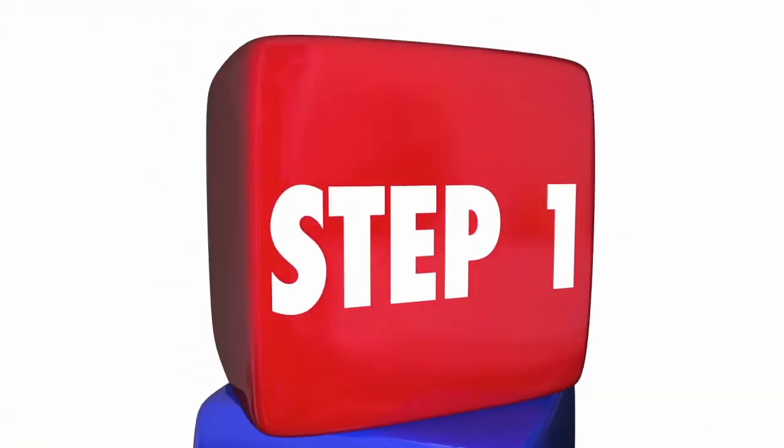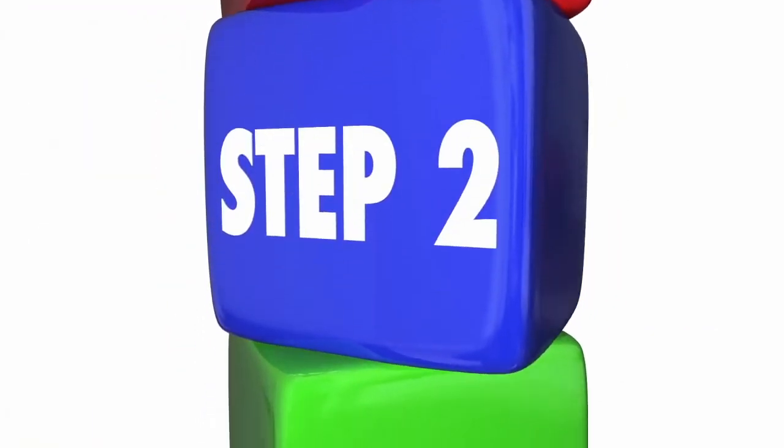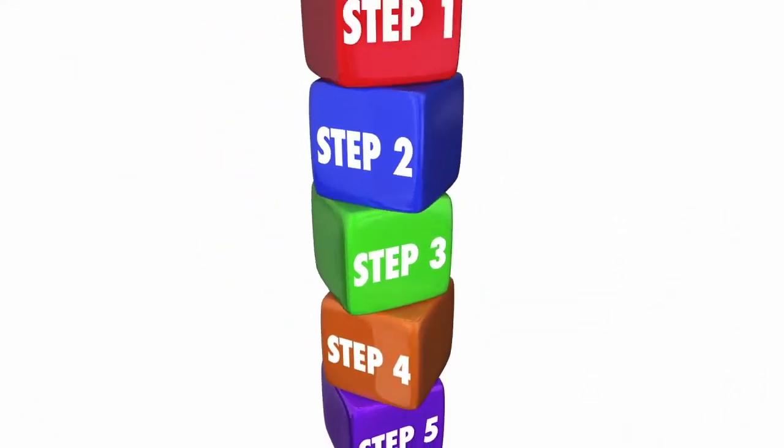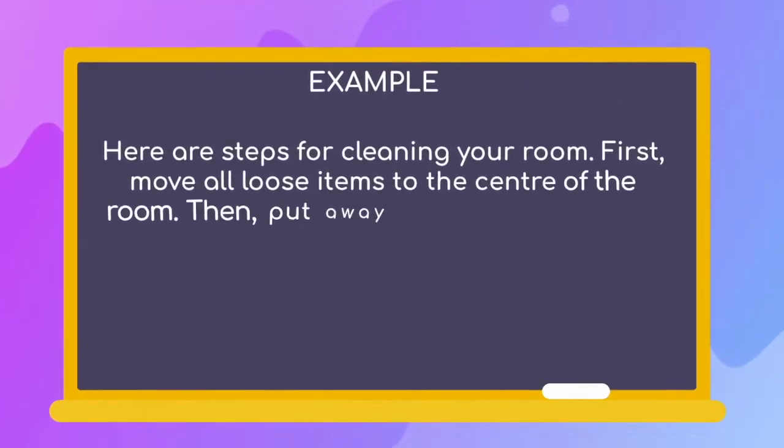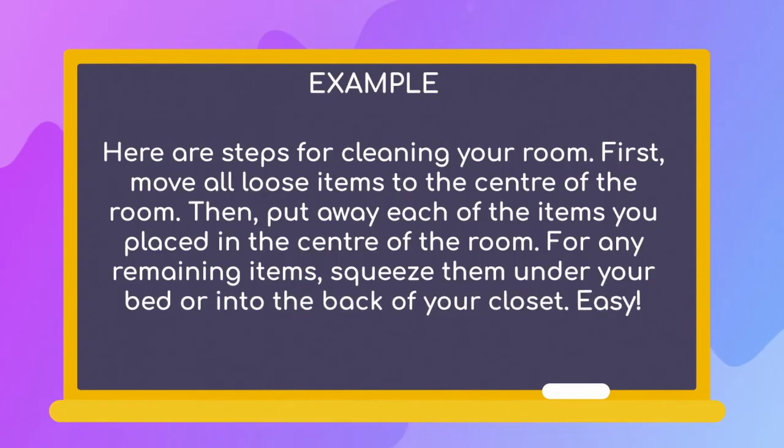Number 4, process paragraphs. Process paragraphs outline the steps required to complete a task. These paragraphs can sometimes be referred to as how-to paragraphs. Here is an example. The purpose of this paragraph is to outline the steps to clean your room. Using time connectives can be very helpful when writing process paragraphs.